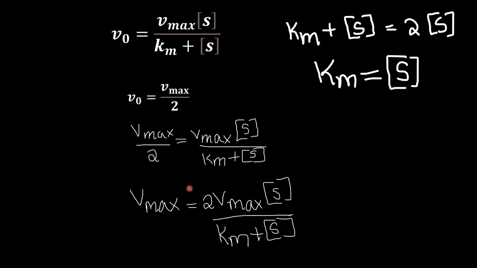Vmax is common here and here, and we take Km plus S to the left hand side. So Km plus substrate is equal to 2 into substrate concentration. So Km is equal to 2 into substrate concentration minus substrate concentration, that is substrate concentration. This is a very important concept: Km is nothing but the substrate concentration when the velocity is half Vmax. Km is the Michaelis constant. So the Michaelis constant is the substrate concentration when the velocity is half of maximum velocity.